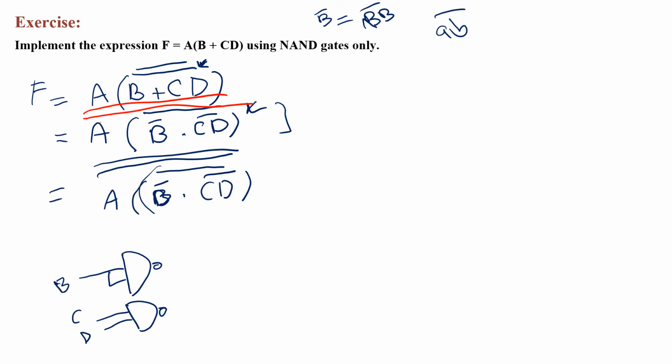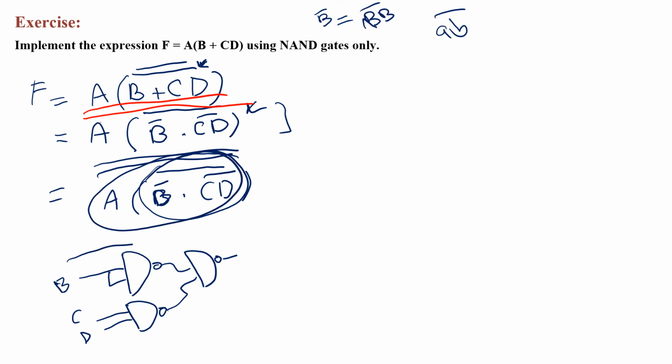Okay, all of this term is NANDed together. So I will need one NAND gate here. And then the output of this NAND gate is also NANDed with A. So I'm going to create a new input, name it A, and then NAND the expression here. There is one complement at the end.